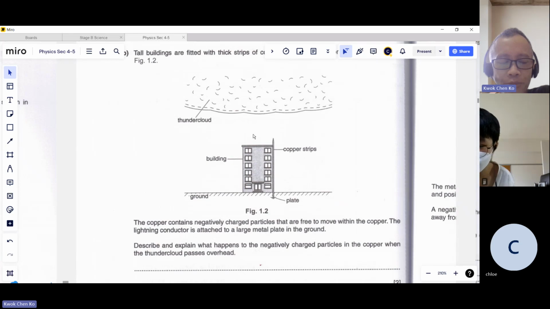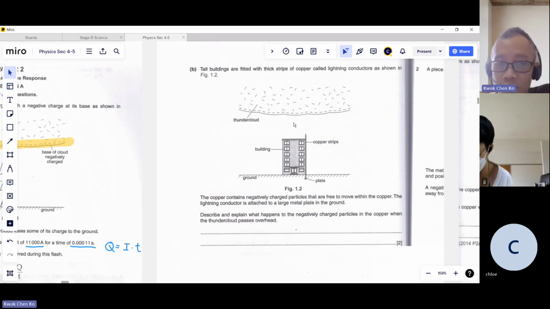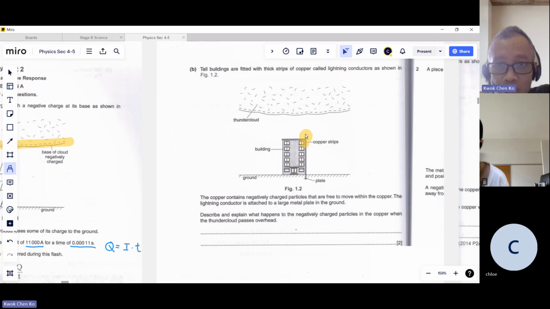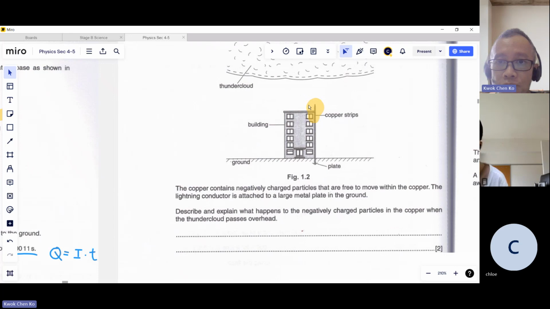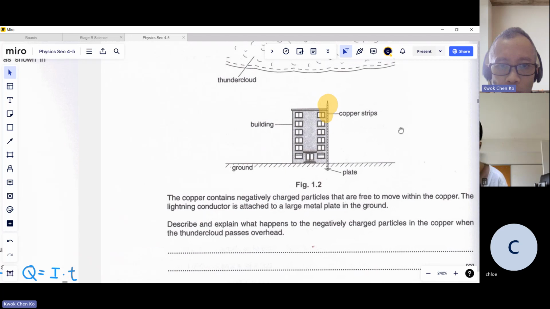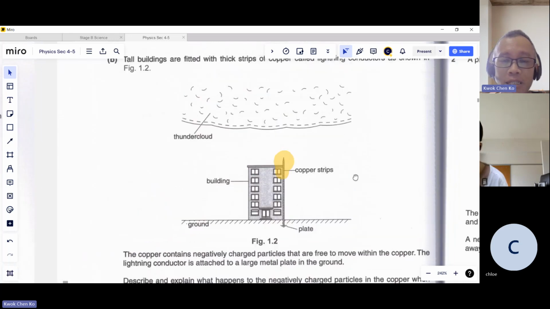Now, this is also quite a common question. Guys, I suppose if you observe around you, you probably can spot this, not the copper strips, but this. Maybe you can see the copper strips too if you're observant enough. But probably this sharp point here, these are obviously your lightning rods. Probably can spot it around the top of the buildings. But anyway, what happens to the negatively charged particles in the copper?